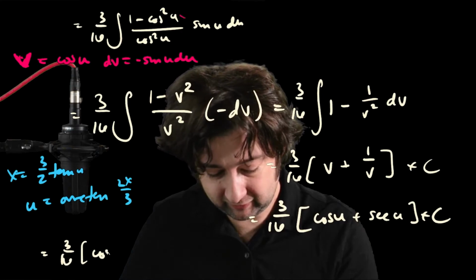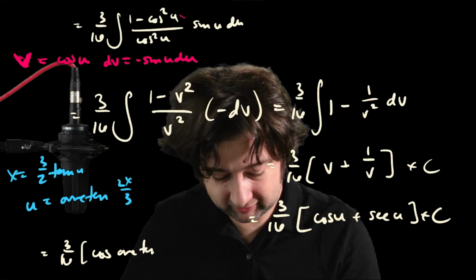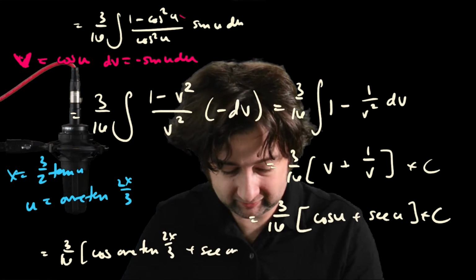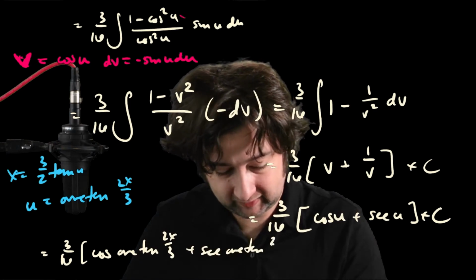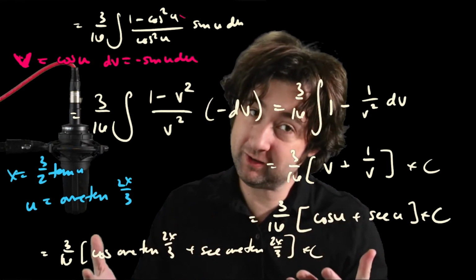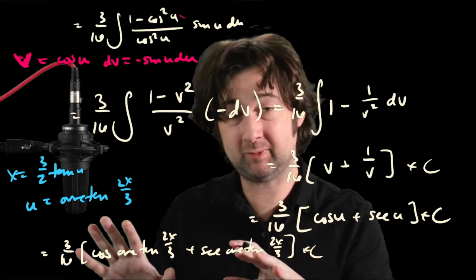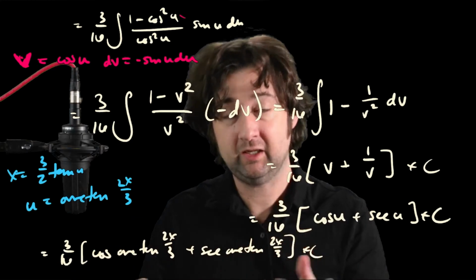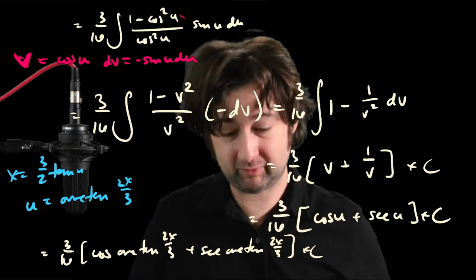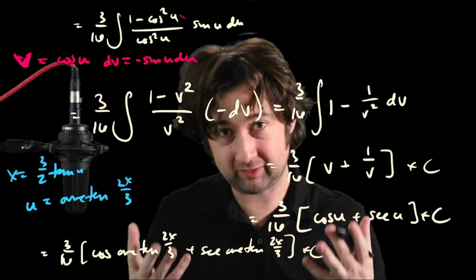And so making that substitution back in, we end up with 3/16 of the cosine of the arctangent of 2x over 3 plus the secant of the arctangent of 2x over 3 plus c. And now I have to use the triangle method if I want to finish putting this back into the form where we have x's. So I'm going to stop here on this example and not continue with the triangle method because we've already done 3 slides full of math to get to this point.